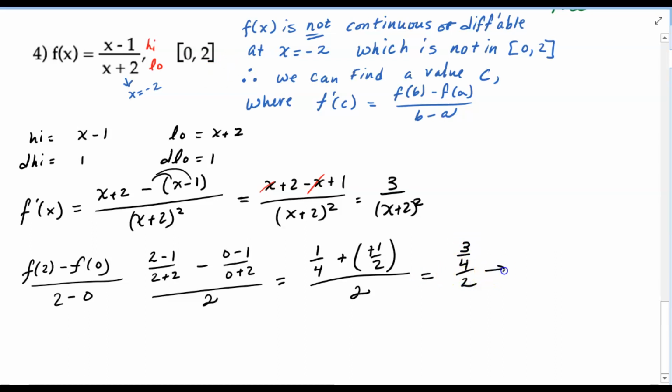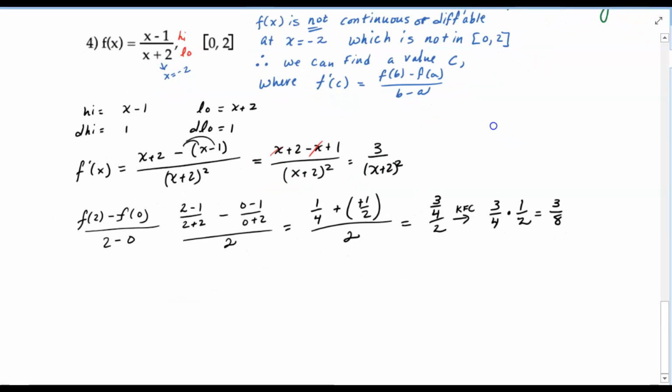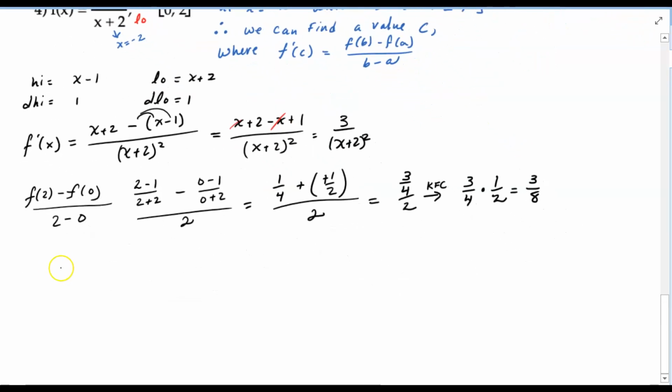If you've taken my class before, you know when dividing fractions, always remember KFC. So 3/4 gets multiplied by 1 over 2. Keep the first, flip the second, so 2 becomes 1 over 2. Change the sign from division to multiplication, 3/8. All right, so not much more to it other than solve. We're going to take the derivative, 3 over x plus 2 squared, and set it equal to 3/8.